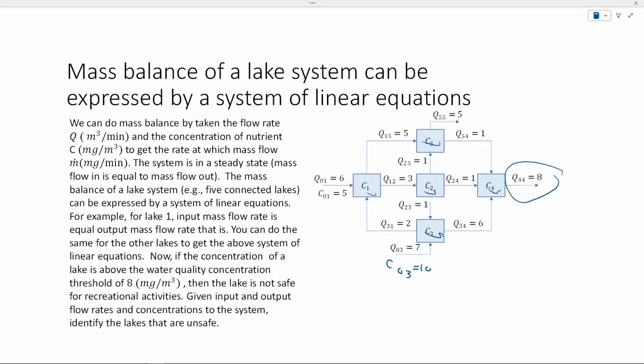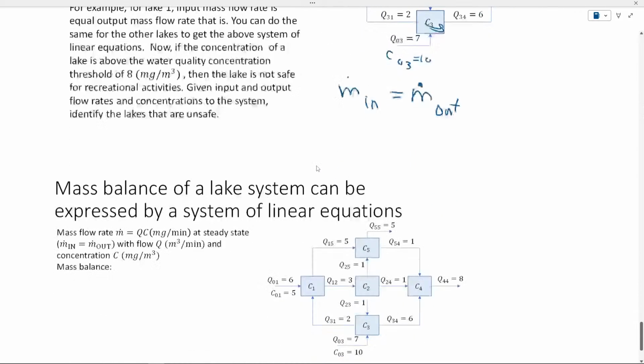So simply, to do this, you just create a mass balance. You create a mass balance for each of these different components, like what's entering here: M dot in is equal to M dot out. You do it for this one, this one, this one, this one, this one. And guess what? If you did this, you will end up with a system of 5 linear equations. Then you can solve it, and then you find C1, C2, C3, C4.